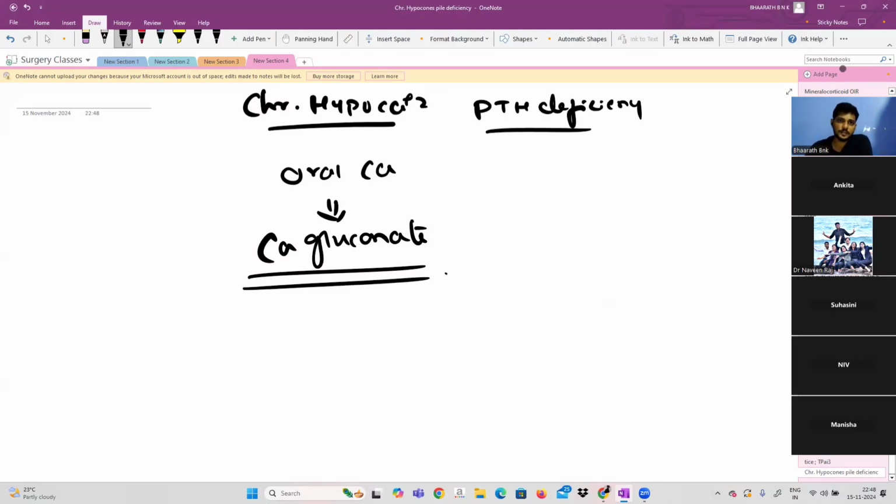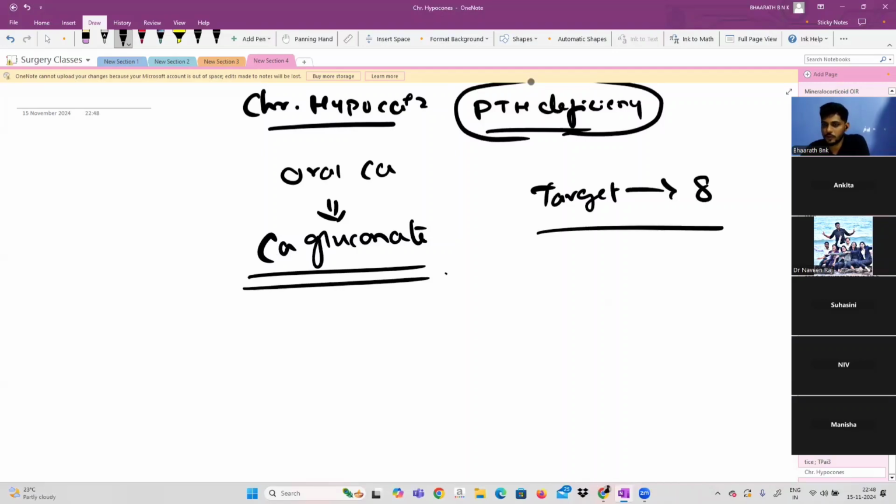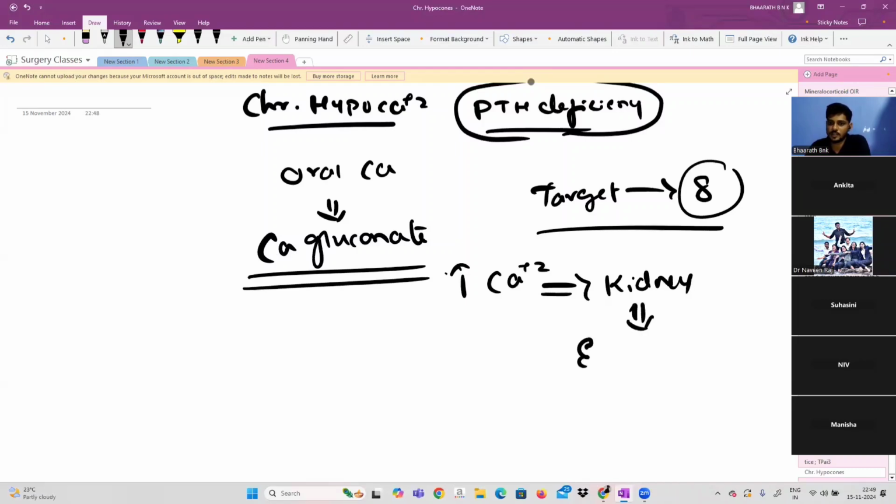When you treat this hypocalcemia in a patient with PTH deficiency, make sure that your target should be 8 only, right? Even though 8.5 to 10.5 is normal, don't over treat these patients. Keep a target of 8 mg per deciliter because you are giving increased calcium to this patient, right? So whenever there is more calcium in the body, the kidneys will excrete more calcium, right?